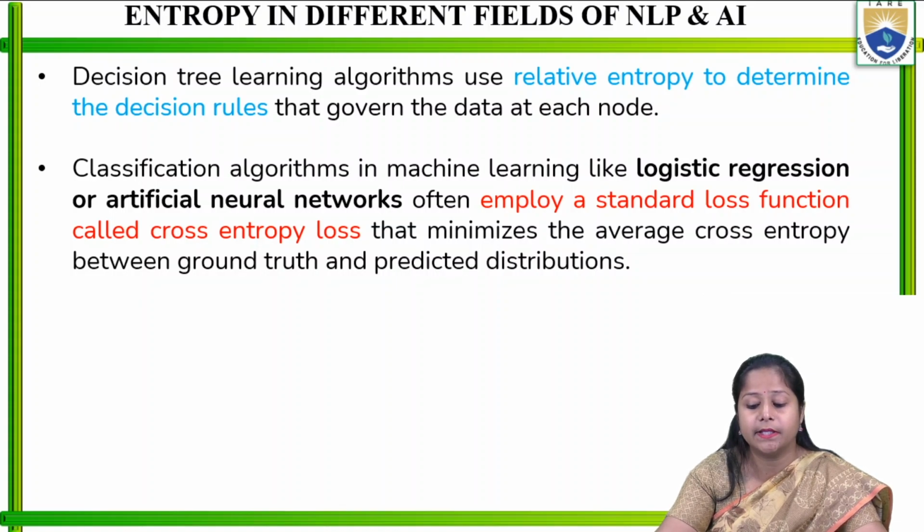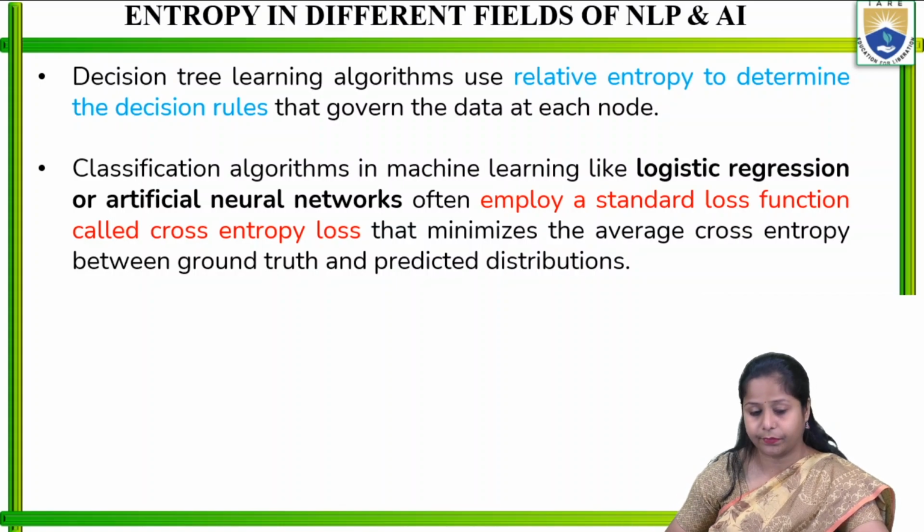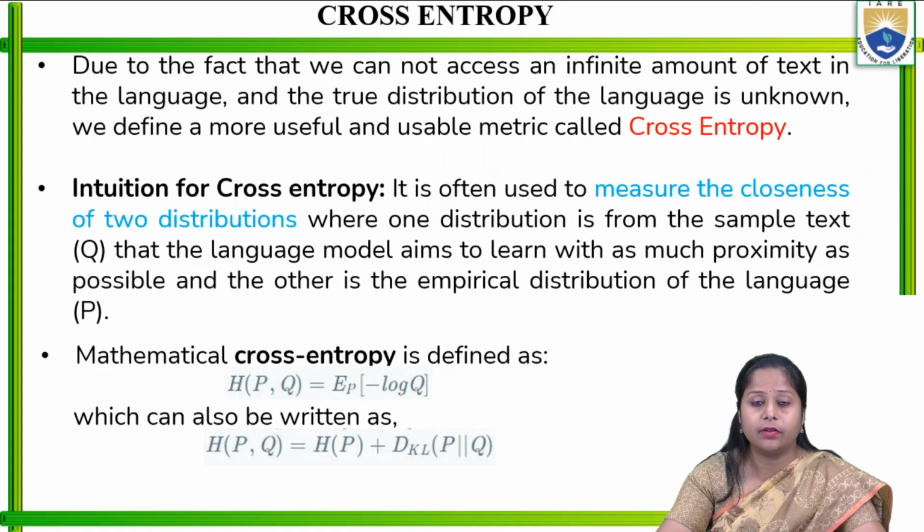Classification algorithms in machine learning, like logistic regression or artificial neural networks, often employ a standard loss function called cross entropy loss, which minimizes the average cross entropy between the ground truth and the predicted distribution. So that is how entropy works for the different natural language processing and AI machine learning fields. What is cross entropy?